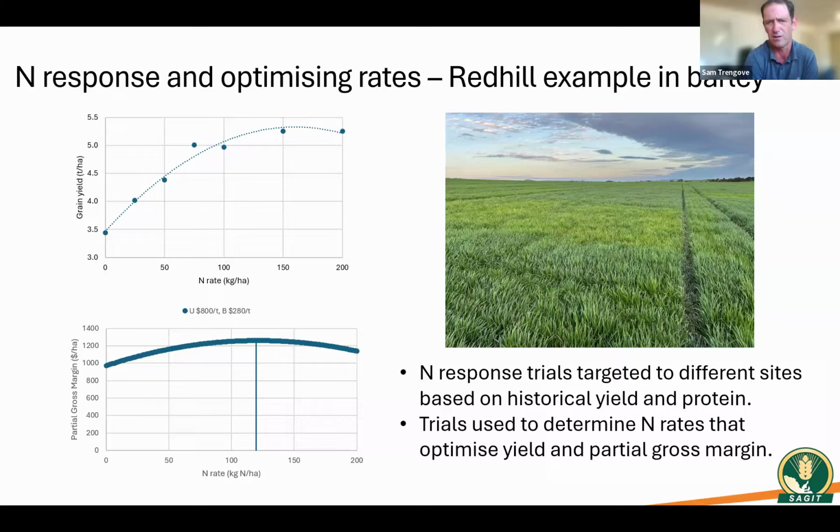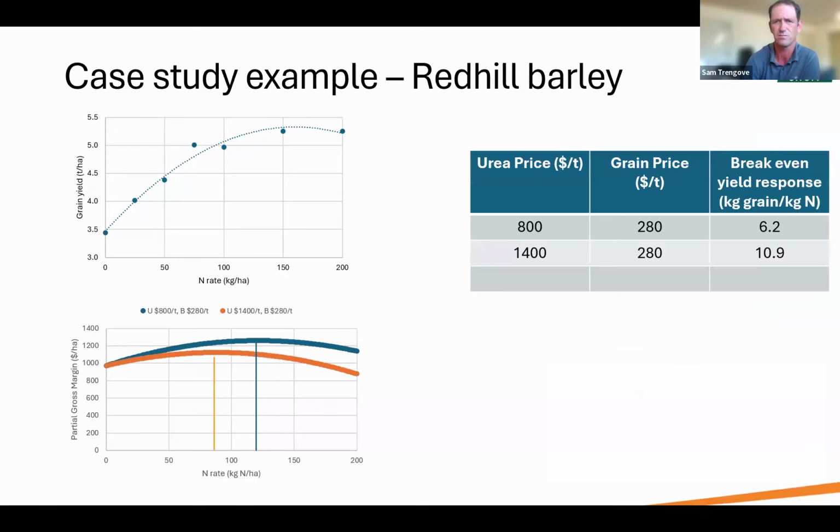The graph at the bottom takes that yield response curve and converts it into a partial gross margin response curve, with urea priced at $800 a tonne, where it was about 6 weeks ago, and barley priced where it is currently, at about $280 a tonne. That curve shows that with 0N, our partial gross margin is about $1,000 a hectare. And if we get our N spot on in that instance, we'll be putting on about 122 kilos of N to get a partial gross margin of about $1,250. So a $250 margin for getting our N right. Can I go to the next slide?